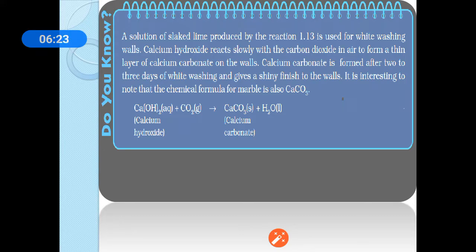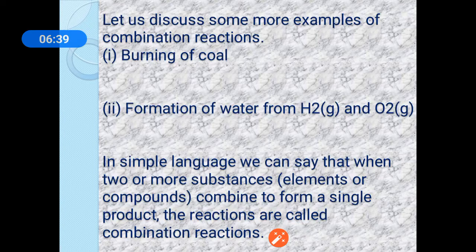It is interesting to note that the chemical formula for marble is also calcium carbonate. For chalk it is also calcium carbonate. So calcium hydroxide plus carbon dioxide will give calcium carbonate plus H2O.